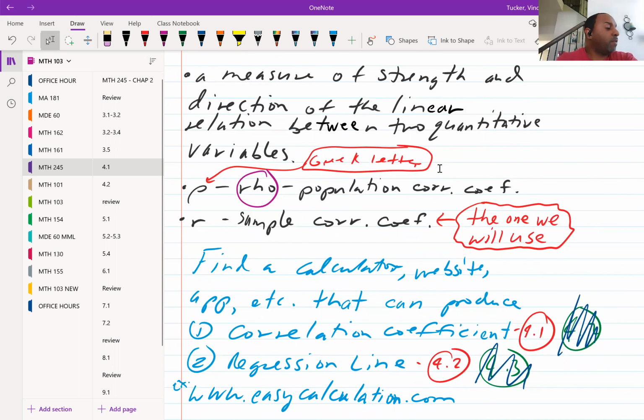All right, so the same directions that I gave you for your standard deviation and your variance is the same thing that we'll do for your correlation coefficient and your regression line. You want to find an app, website, calculator, something of that nature that will help you calculate it. Easycalculation.com will do that for you as well, just like with your standard deviation and variance. I'll show you, but do type in correlation coefficient in Google and put easy calculation behind it. Then the first website that pops up would be it.